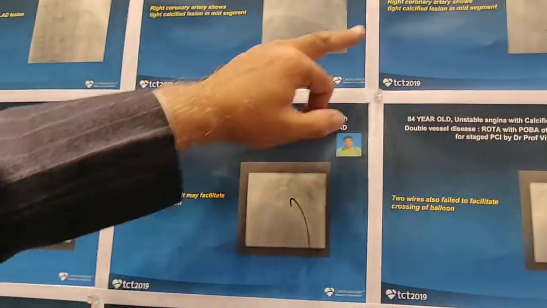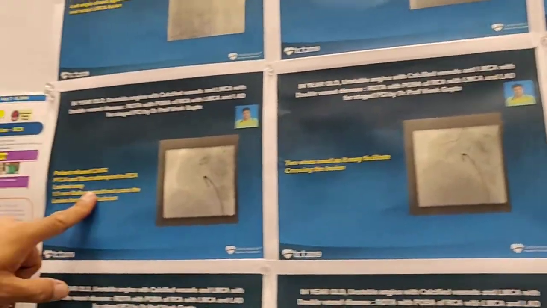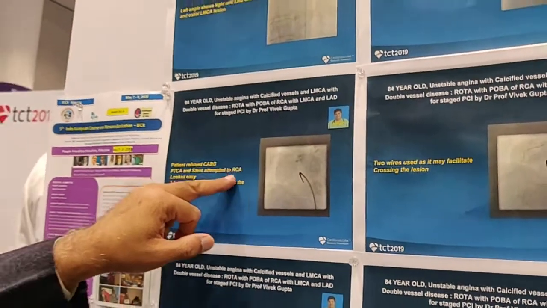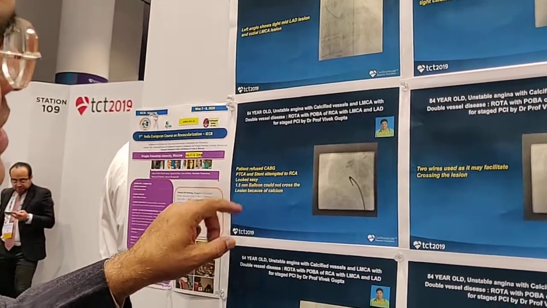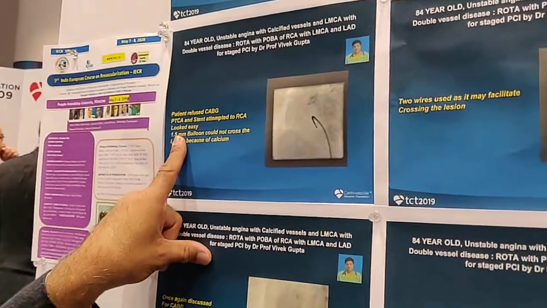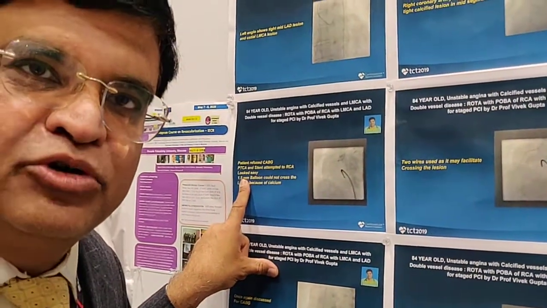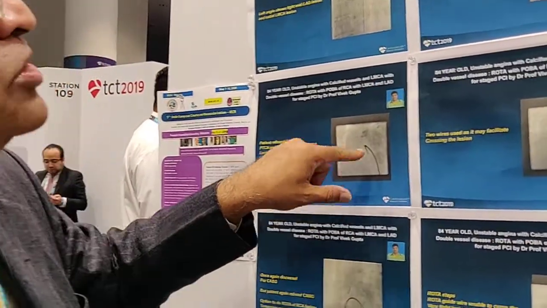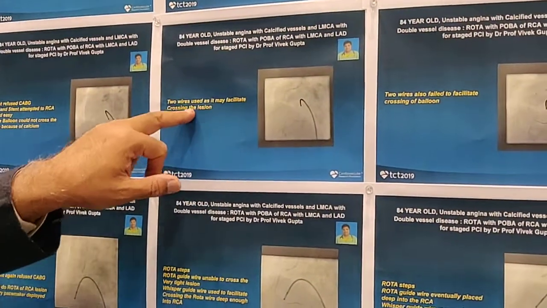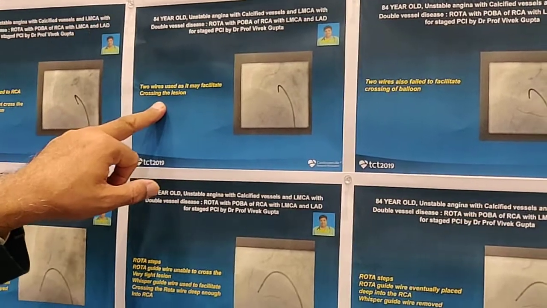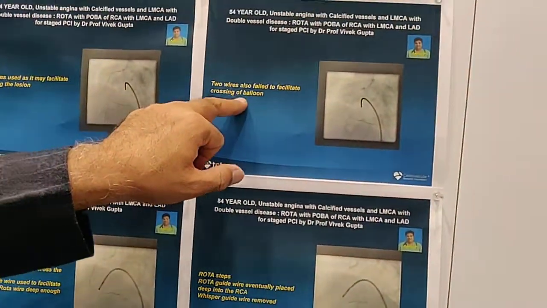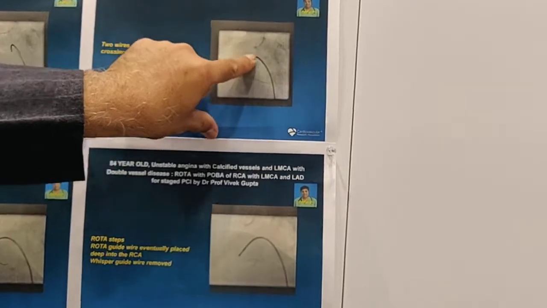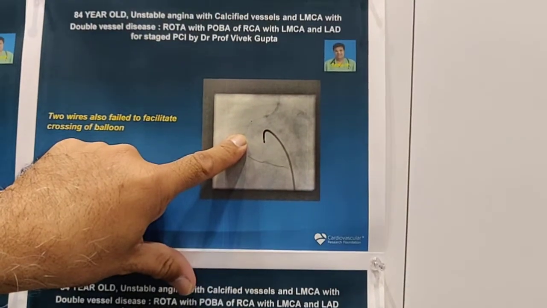We started doing the angioplasty of the right, and PTCI stenting was attempted to the right coronary artery. It looked easy, but even a 1.5 millimeter balloon failed to cross despite having a double wire and everything. The two wires could not facilitate the crossing of the lesion. As you can see, the balloon is here, and the balloon was not going through because of the calcified lesion.